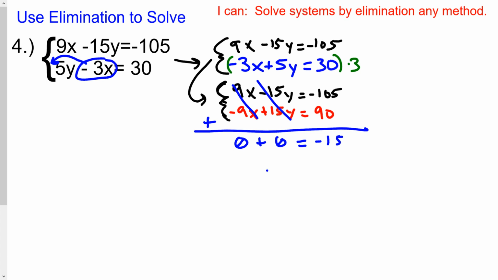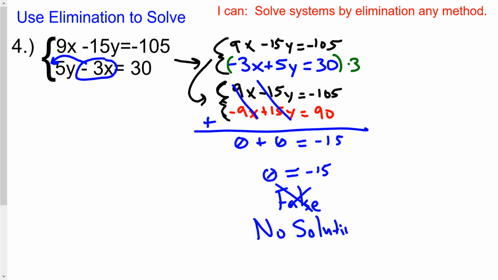So basically what we're left with is 0 equals a negative 15. This is a false statement, but that is not the solution. Okay, this is not the solution. This is not what we submit as an answer. The answer to this is there is no solution. So remember that all false equations like this are no solutions. We know that these don't equal each other, so that's no solution.